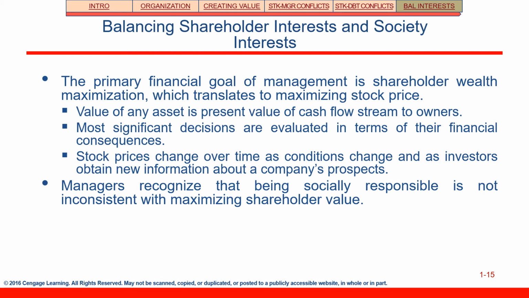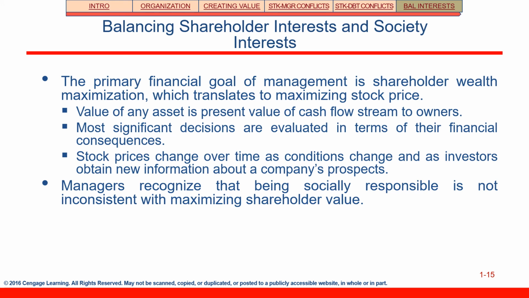The stock price changes over time as conditions change and as investors obtain new information about a company's prospects. So in the stock market, the stock price is volatile. There are cases where it is very volatile and changes over time. There are also cases where it will not change, depending on the perception of the market. If there is new information about the company's prospects and it is broadcast, locally or nationally, it will affect the price of that particular corporation.